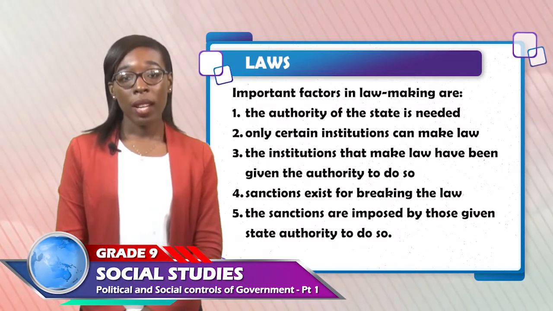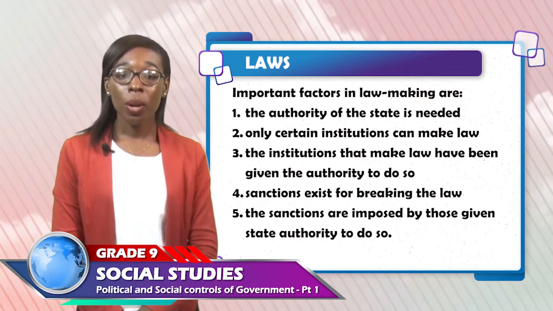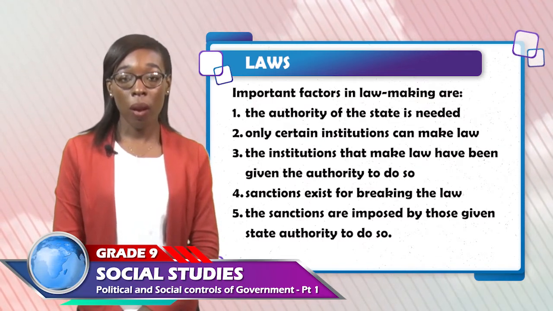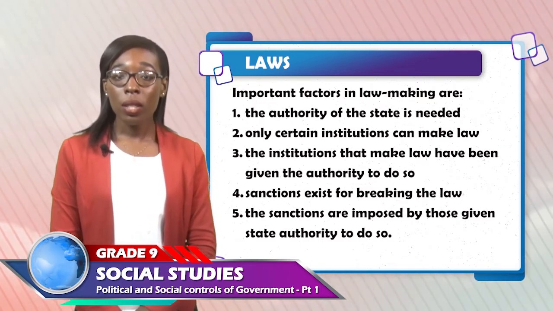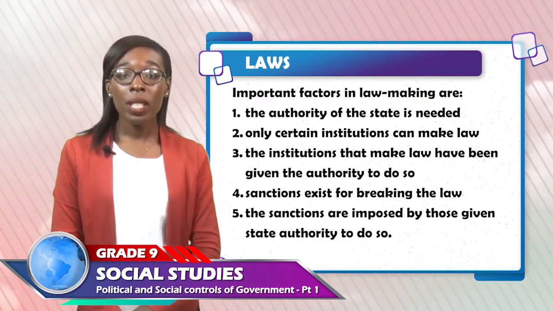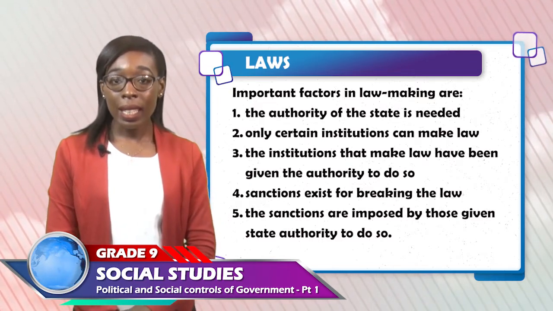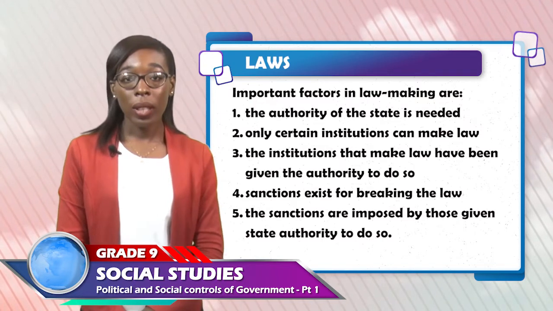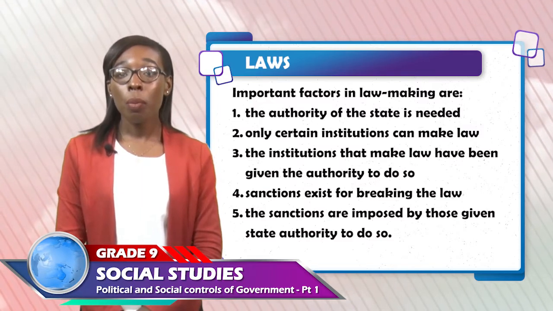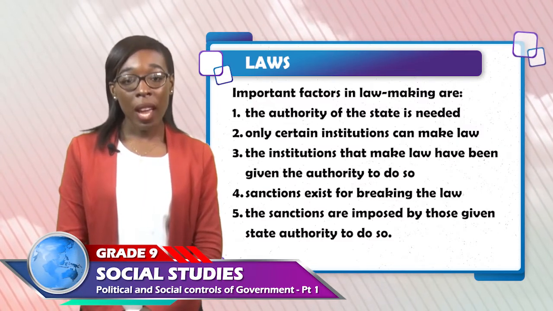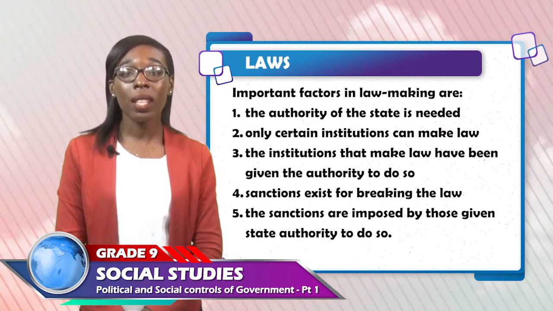Some of the important factors in lawmaking are: 1. The authority of the state is needed. 2. Only certain institutions can make law, and we're going to discuss that in just a few seconds. 3. The institutions to make laws have been given the authority to do so. So no one institution can take it upon themselves to make law or even to sanction. 4. Sanctions exist for breaking the law. And 5. The sanctions are imposed by those given the authority by the state to do so.